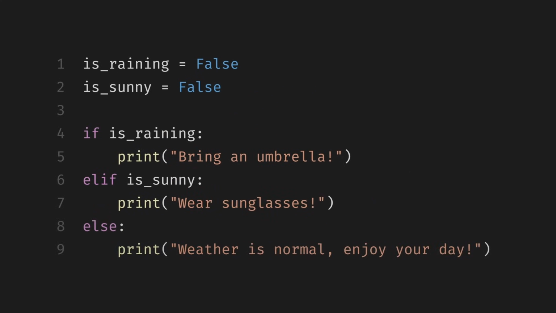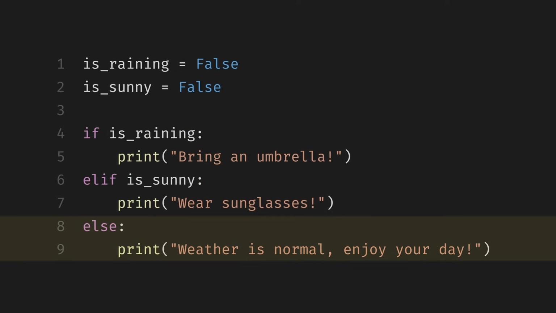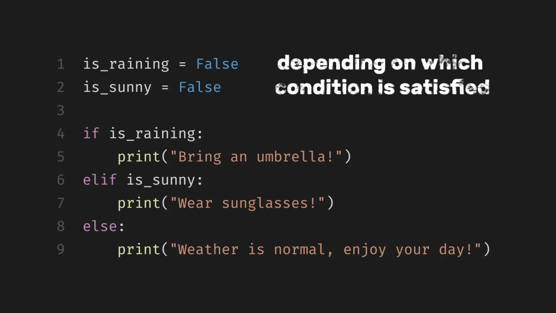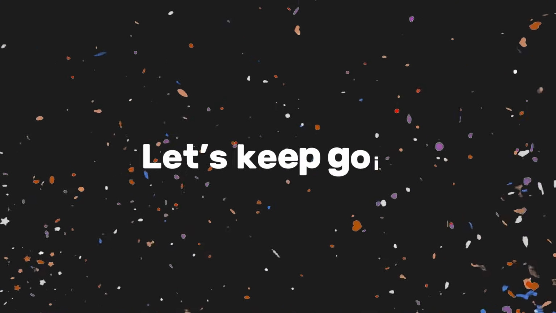Enter else statement. If none of the if or else if conditions are true, Python will finally run the else block. This way, the program chooses only one branch to execute, depending on which condition is satisfied. Now that you have learned how to write if-else statements, let's keep going.